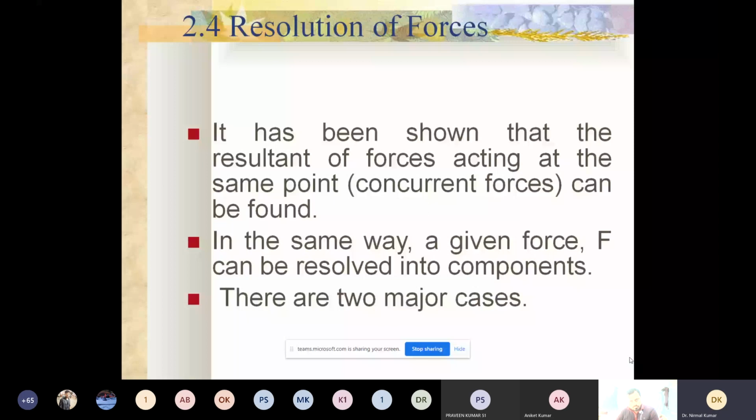It may be resolved in x direction, y direction and z direction. If this is a coplanar force then it will have two components, x and y. And if this is a space force then it will have three components, x, y and z components.